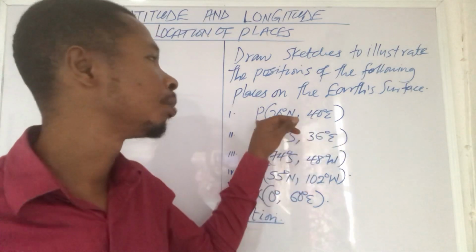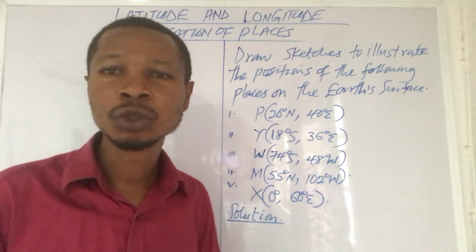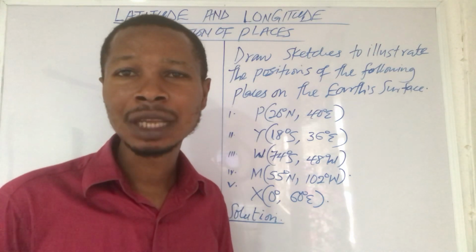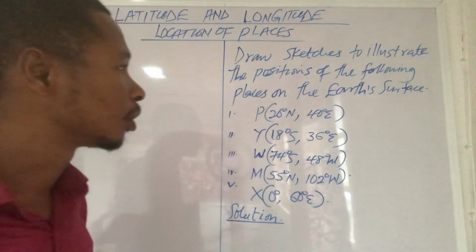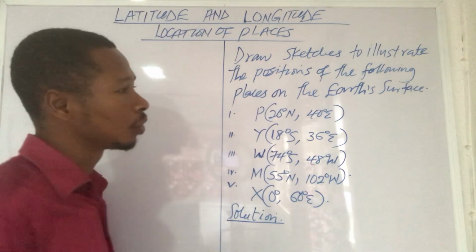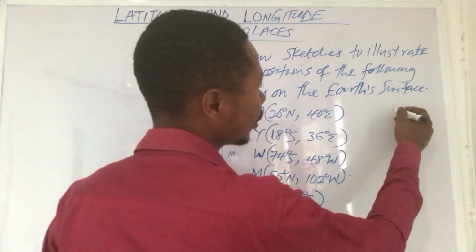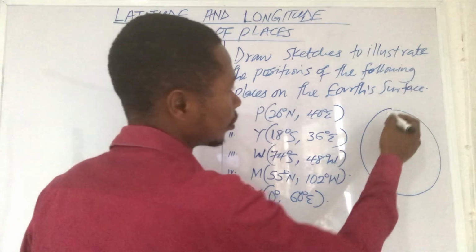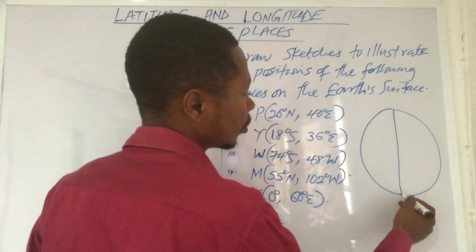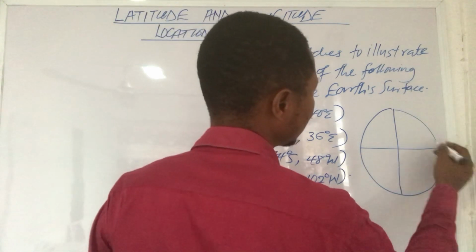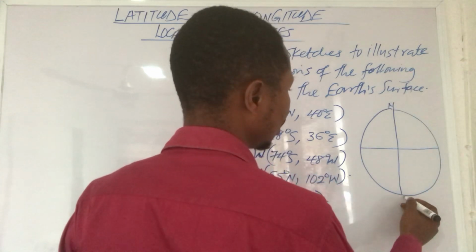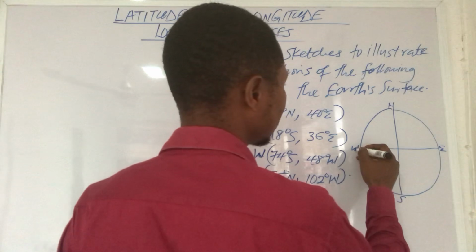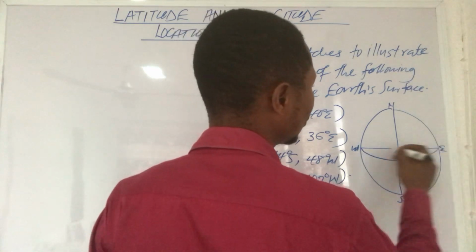So how do we locate P on the Earth's surface? They said we should draw a sketch. So I'm just going to draw a small circle to look like the Earth, then I'll locate the position of the place. Let me draw the P here. Let's say you have the Earth. This is the Earth. Then you have north and south, east and west. And this is your equator.